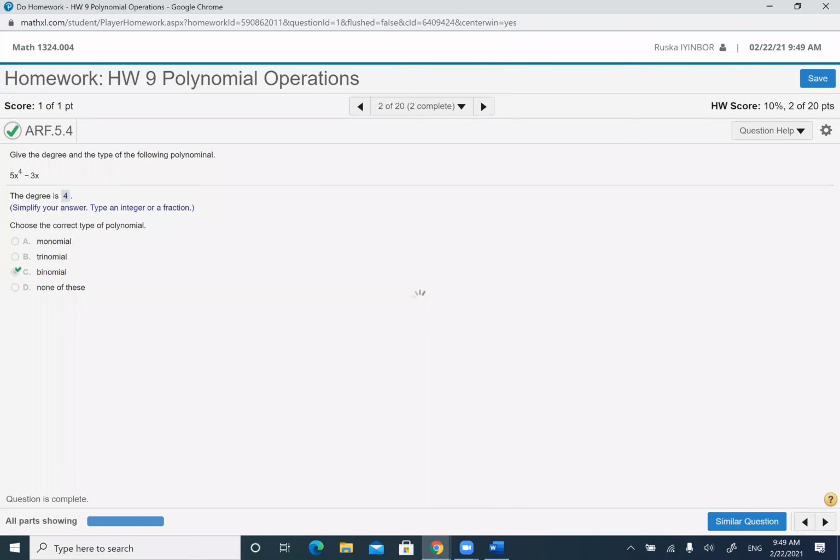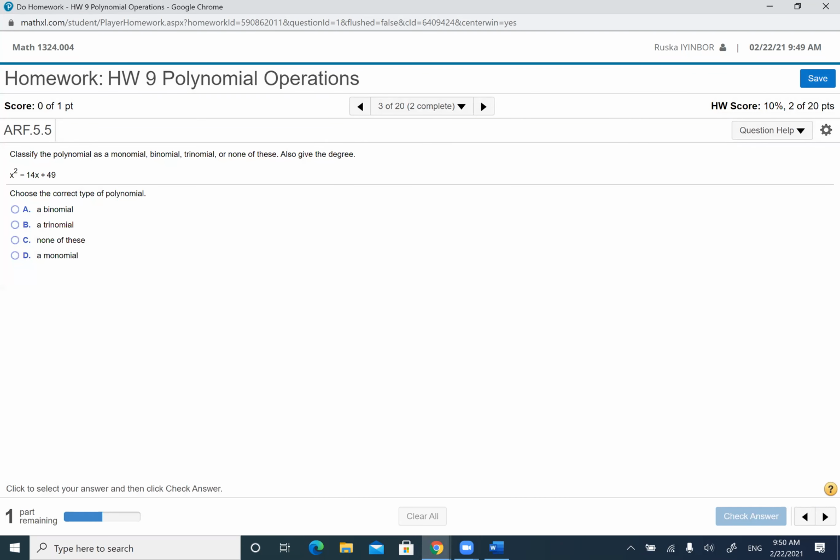So that's right. Fantastic. Going to the next one, again the same way. What type is it? It's how many terms? 1, 2, 3, right? So it's going to be what?